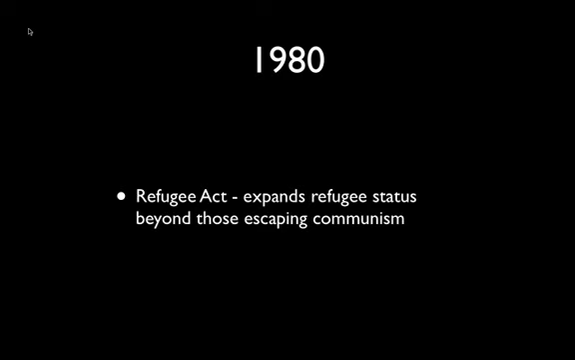In 1980, we have the Refugee Act, which is going to expand refugee status to more than just people who are escaping from communism. So if your life is at threat or if you are in imminent danger in your country, then you can be considered a refugee and you can come to the United States.